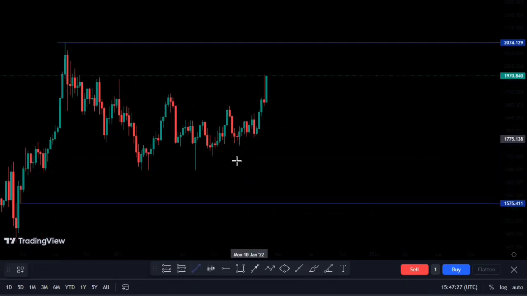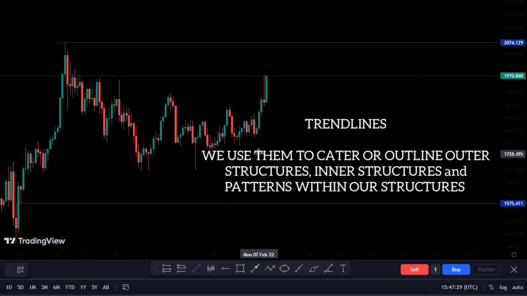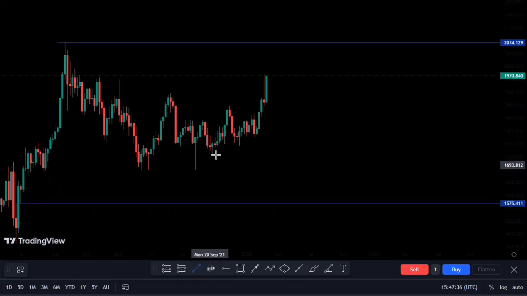So with trend lines, guys, when we are on a bigger time frame, let's say on a daily chart, we only use trend lines to outline our outer structures. We don't use trend lines to outline the direction or the trend. We use our trend lines to outline the structures of the market that we have.